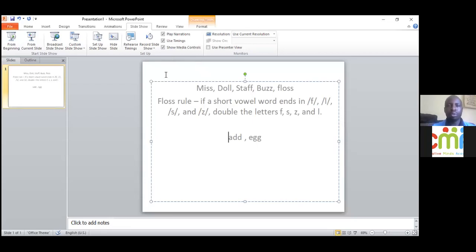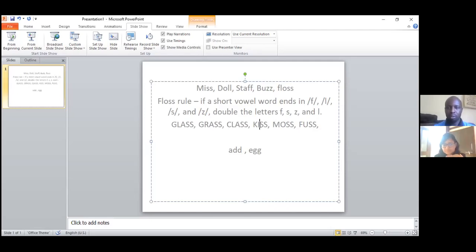We cannot mention all the examples, but there are so many words which agree to these rules. For example, if we went by what she is asking, we have the word glass, the word grass, class, words like kiss, words like moss, words like fuss. All these words you are seeing, they have a short vowel before the letter S. Therefore, we must double letter S when we are doing this.